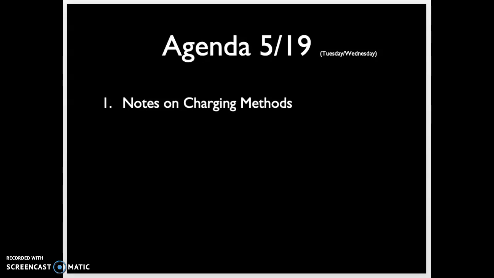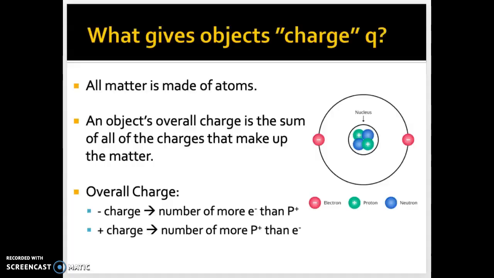Okay, here are your notes on charging methods, and this is the last big topic in our electrostatics unit. Okay, you know that all matter is made of atoms, and you also know that atoms have protons and neutrons in the middle, so the middle part is charged positively, and the electrons are in what they call orbitals, different orbitals around the nucleus, and the electrons are negatively charged.